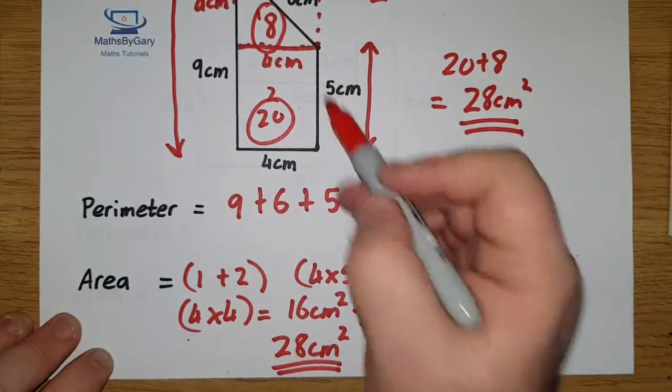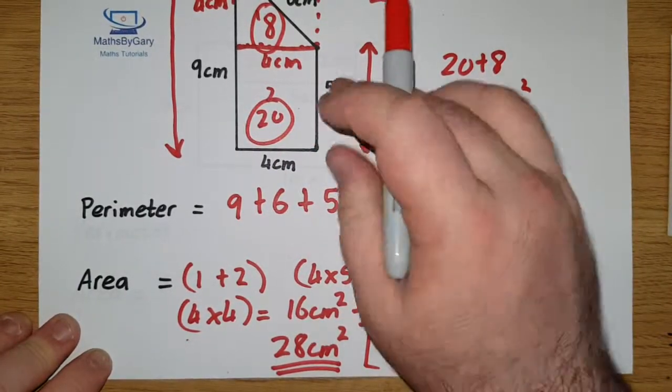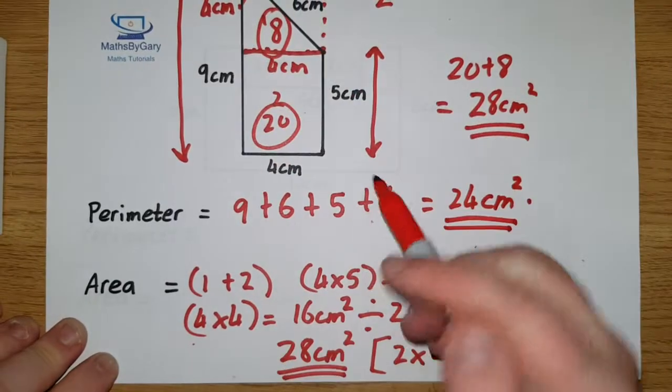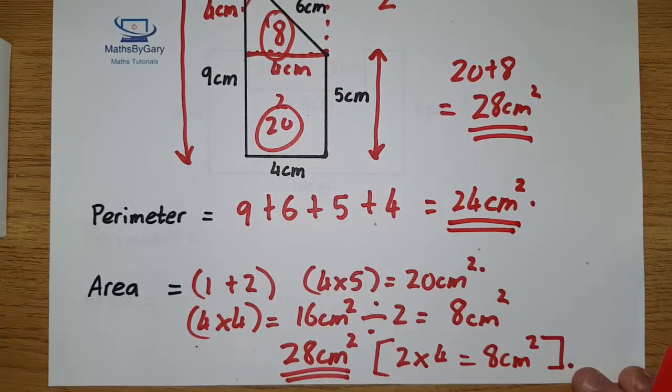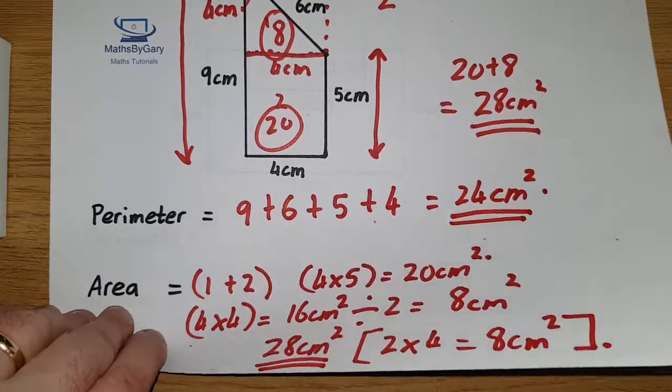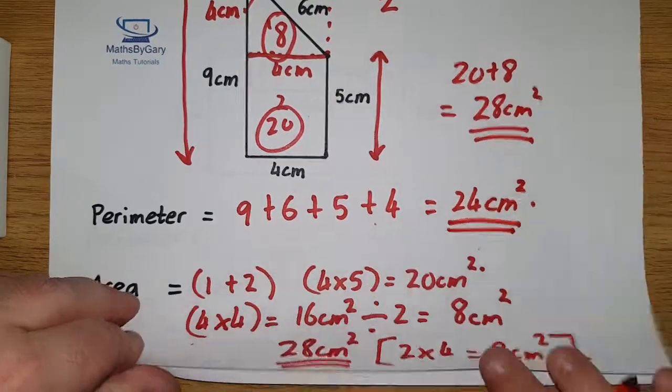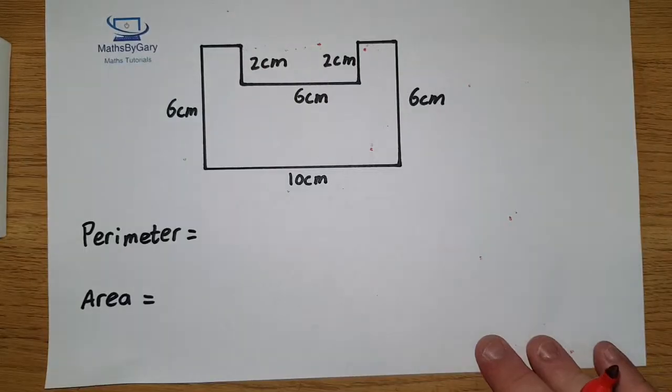And just remember, if you see familiar shapes and you're able to turn one shape into two shapes, break it down, it can make life a little easier for you. And we've got one more shape coming up.